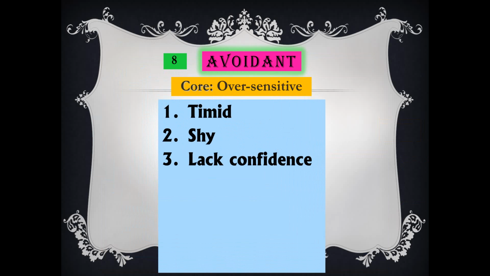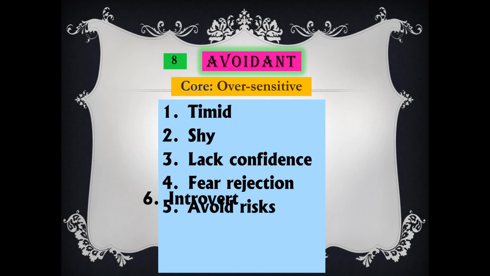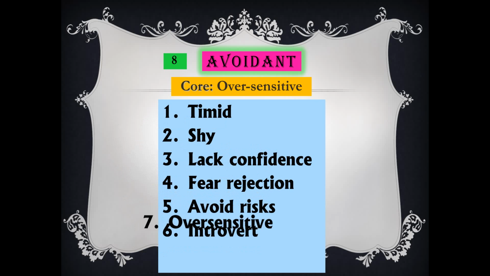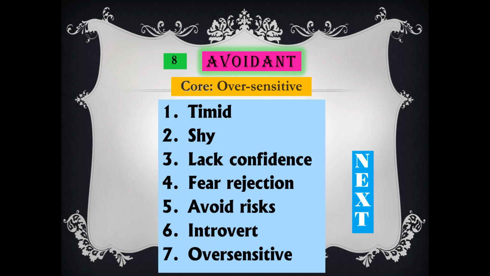Cluster C contains avoidant, that is oversensitive. Such people are oversensitive. The slightest thing hurts them, so they want to avoid. Timid, shy, lack confidence, then fear rejection. They will not talk, because if they don't like what I say. So that is then avoids risks. Introvert and oversensitive. This is the complex in psychiatry.